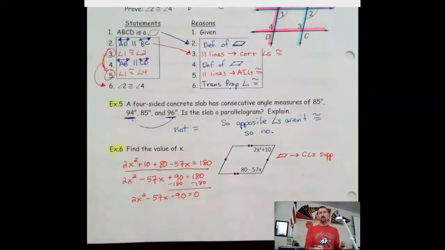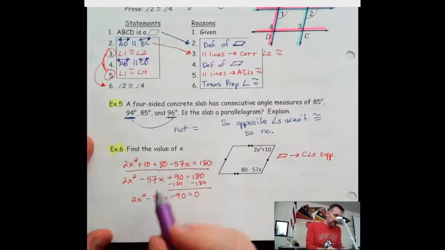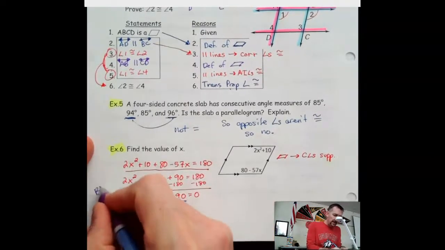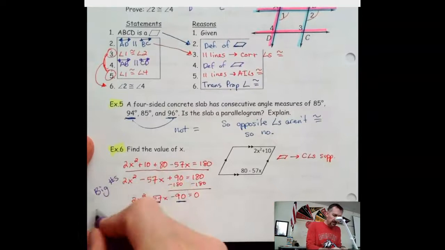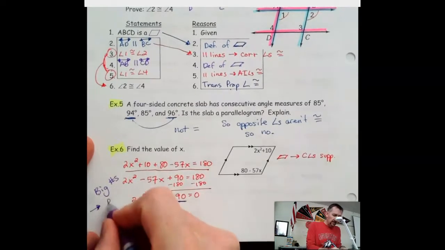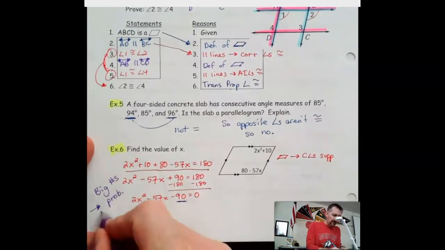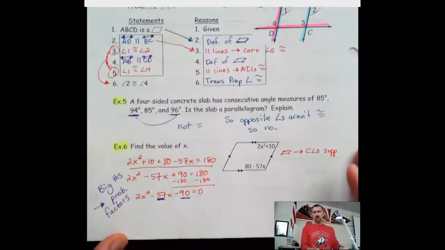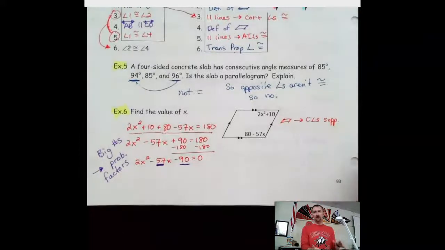Now, some students try to use the quadratic formula all the time. If these numbers are big, like here and here, big numbers means that it probably factors. So if you have big numbers in there, that means it probably factors. We don't want you to use the quadratic formula because we don't normally use calculators every day for stuff.